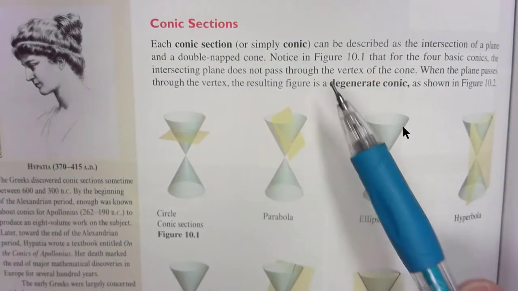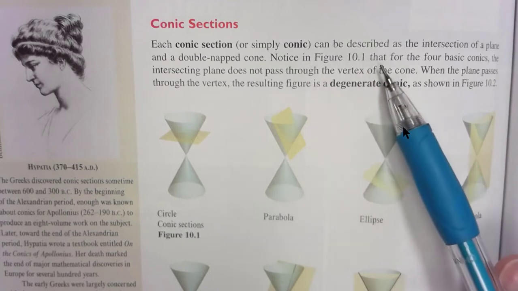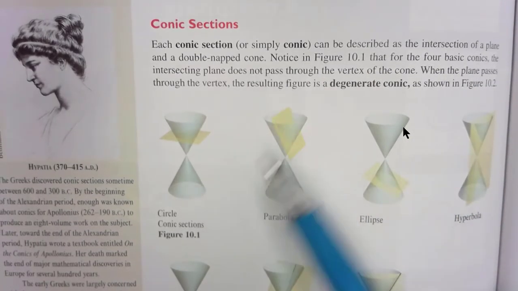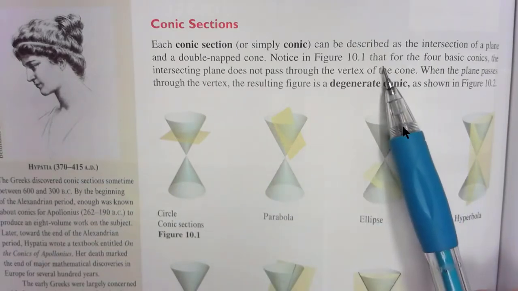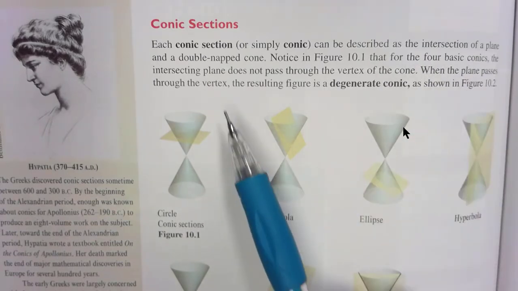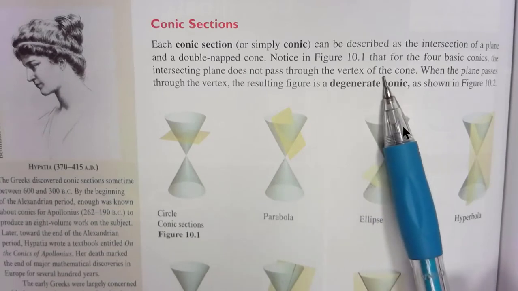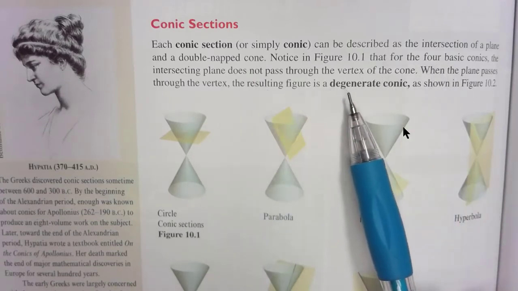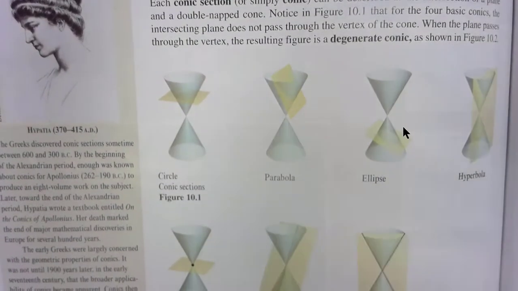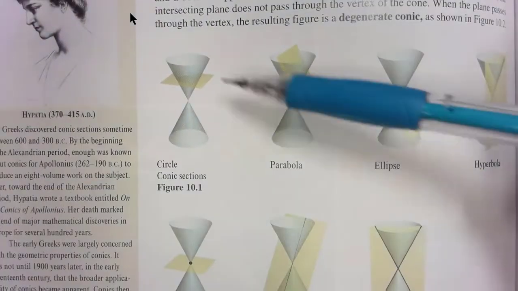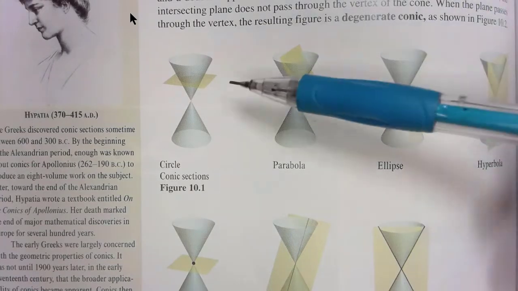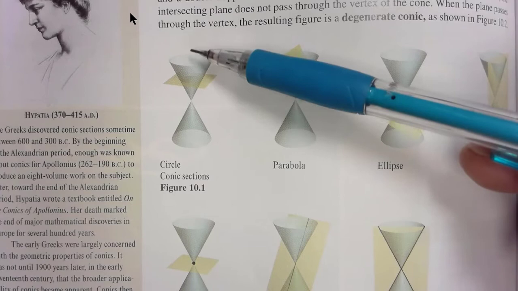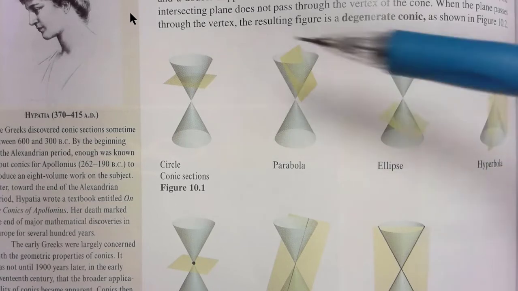So each conic section, or simply conic, can be described as the intersection of a plane and a double-napped cone. Notice in figure 10.1 that for the 4 basic conics, the intersecting plane does not pass through the vertex of the cone. When the plane passes through the vertex, the resulting figure is a degenerate conic, as shown in figure 10.2. So when I take my double-napped cone and I intersect a plane through it that is perpendicular to the altitude of the cone, I get that intersection is a circle.